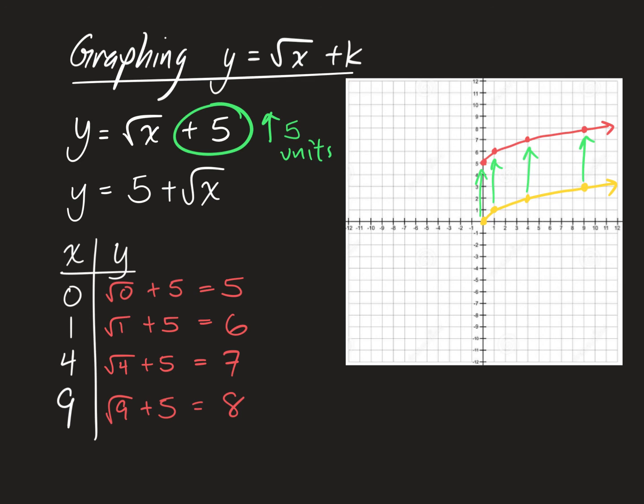Now, I'm not going to do another example, but you could theoretically subtract a number instead of adding a number. And what that would do, instead of moving it up, since you're doing the opposite operation, it would move in the opposite direction. So if you had a square root of x minus 14, it would move it down 14 units, but still preserve the shape.